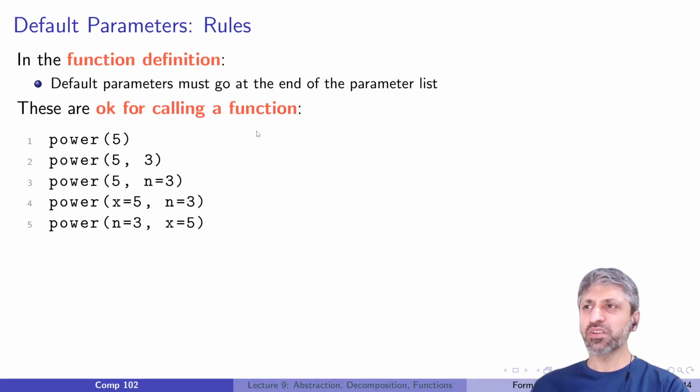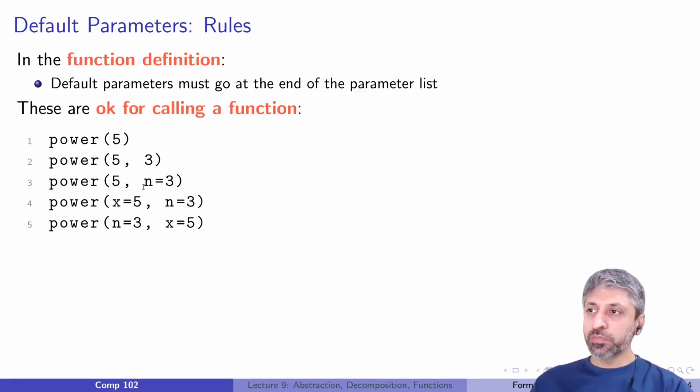The default parameter must go at the end of the parameter list. For example, here we are skipping the default parameter, so it's going to assume the default value, which is 2. Here we are specifying the value, so it is going to assume the new value that you specified and not the default one.